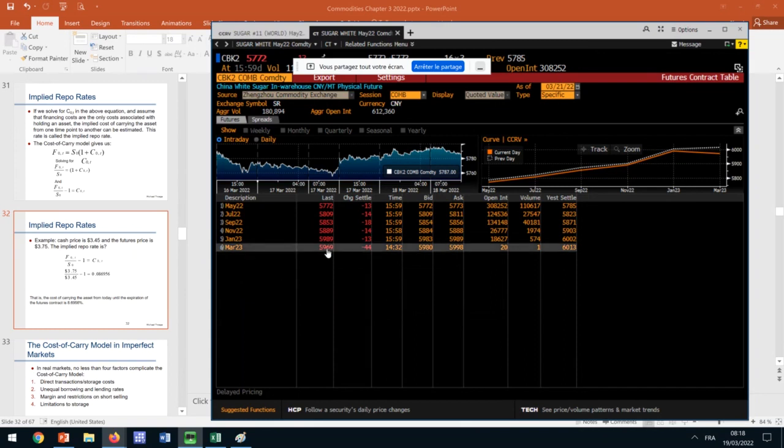So the idea, again, is that we want to simulate the cost of the cash and carry strategy, and figure out what cost of storage for sugar would make a cash and carry strategy profitable.